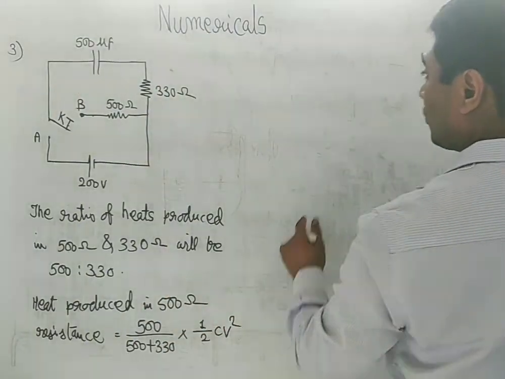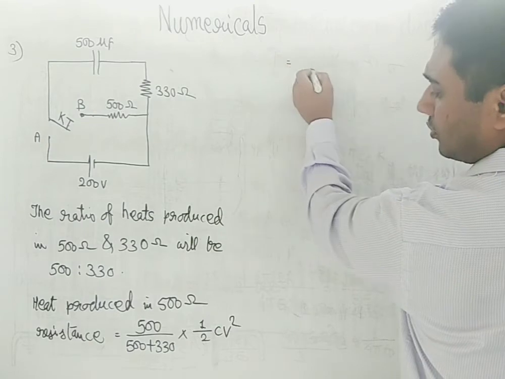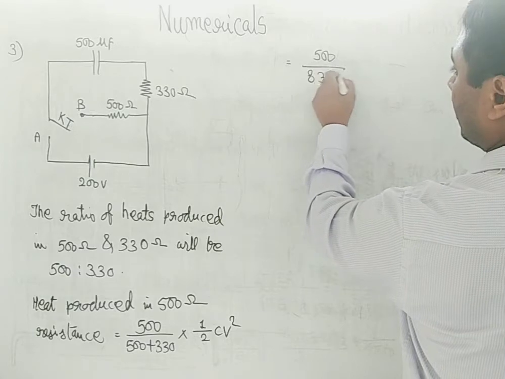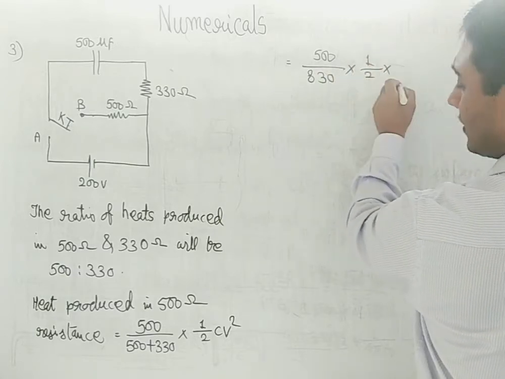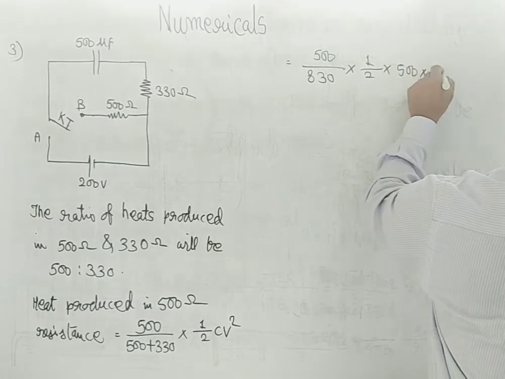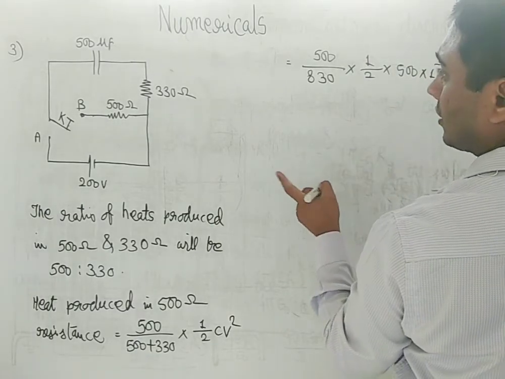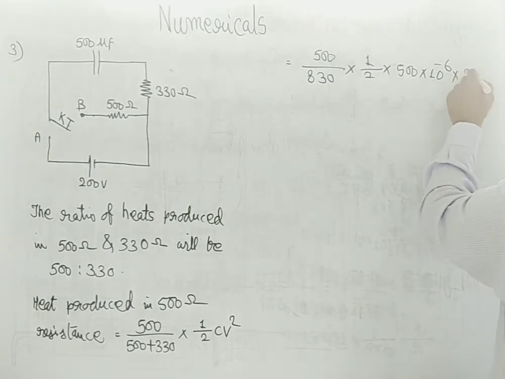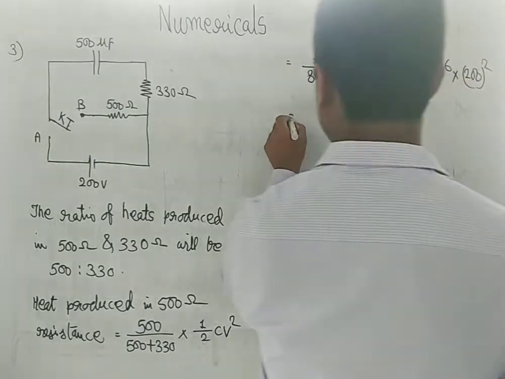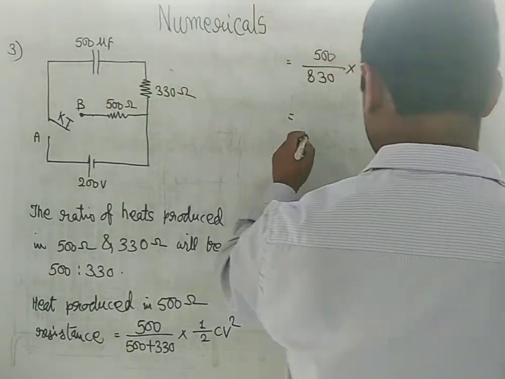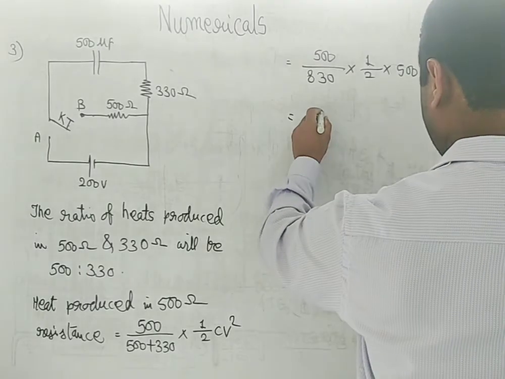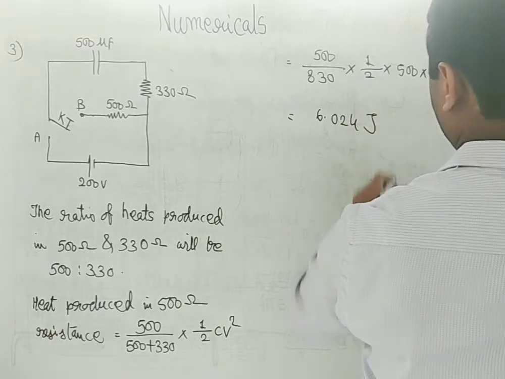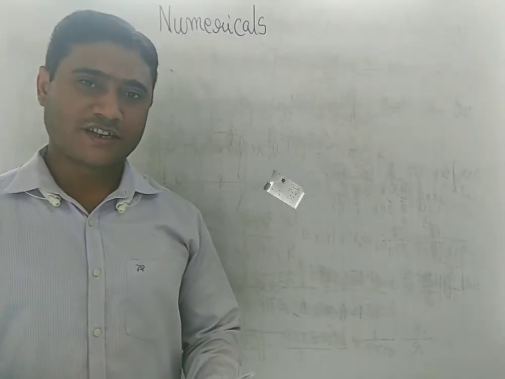Now just placing the values, we have heat produced equals to 500 upon 830 into half into C, which is 500 into 10 power minus 6 farad, into potential 200 square. Just solving this, we will be getting approximately 6.024 joule. So this much amount of heat will be produced. Now let's have the next question.